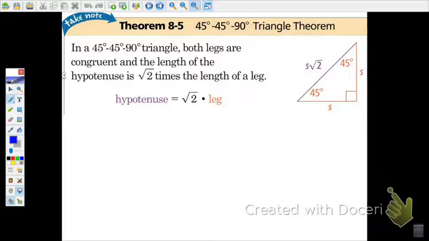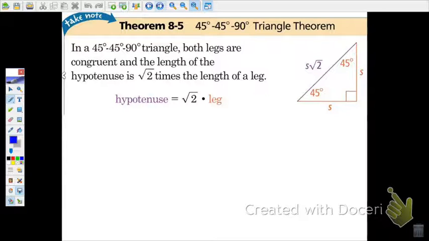So our 45-45-90 triangle theorem says that in a 45-45-90 triangle, both legs are congruent and the length of the hypotenuse is square root of 2 times the length of the leg. So in your interactive notebook, you have a triangle diagram similar to the one you see up here on the screen. The only difference in your book is that they've used the variable x instead of the variable s.